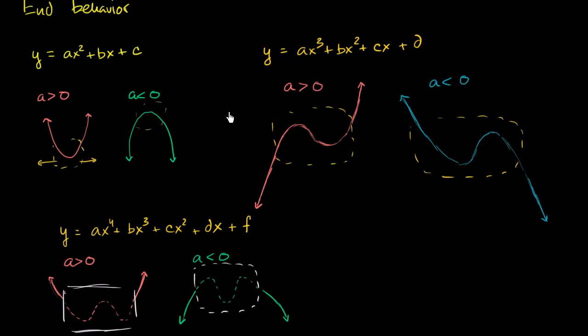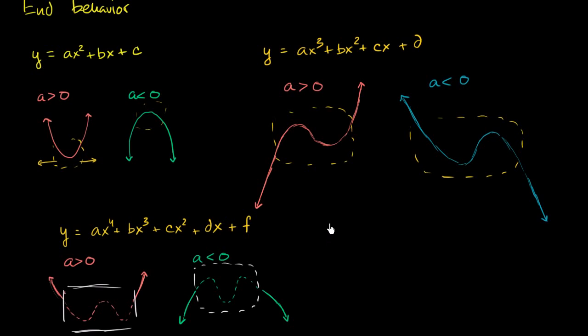And the overall idea here is what happens to this value when we get really large x's or really small x's? Are we taking it to an even power, in which case for either really negative values or really positive values, we're going to get positive values, and then it depends what our coefficient a is? Or are we taking it to an odd power?